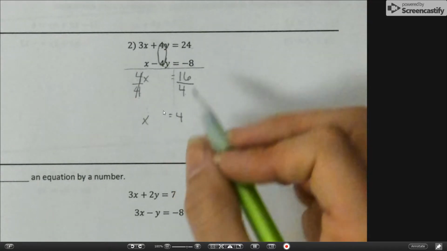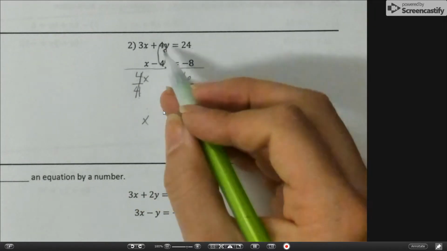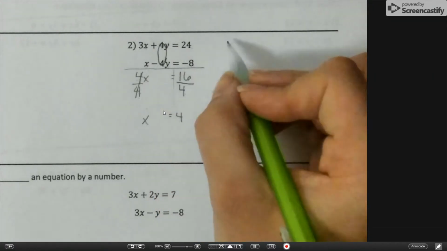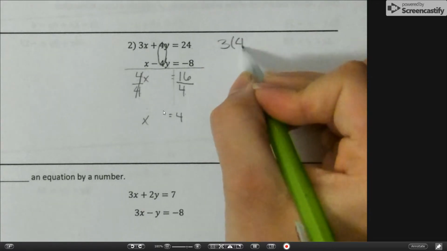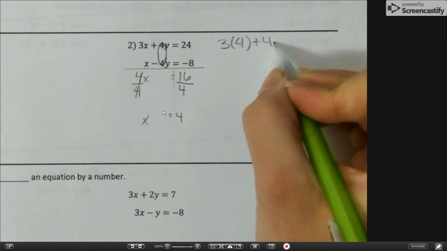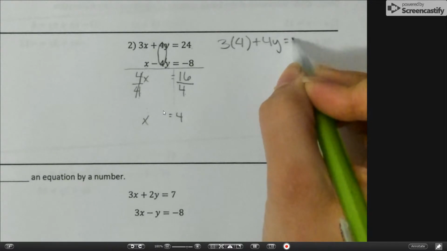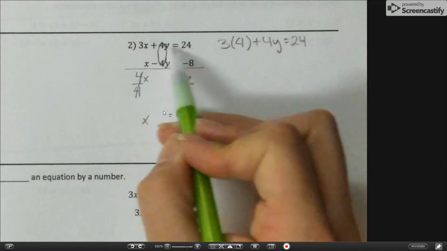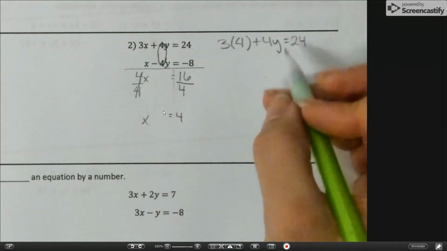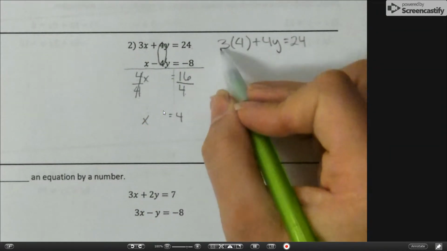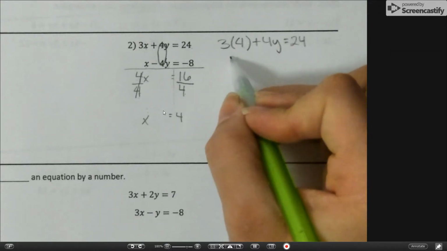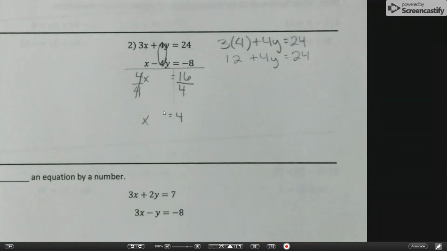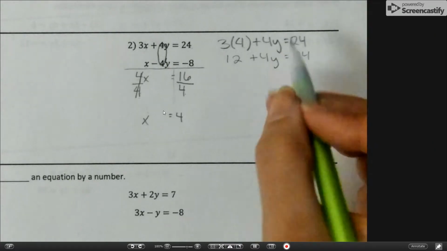But we only have x, we also need our y coordinate. So what we need to do is take this x value and put it back in our equation where x used to be. All I did here was rewrite this equation, but I replaced x with 4. Then we multiply these two together because they're both numbers. So we have 3 times 4 is 12, plus 4y equals 24. And then we just solve for y.